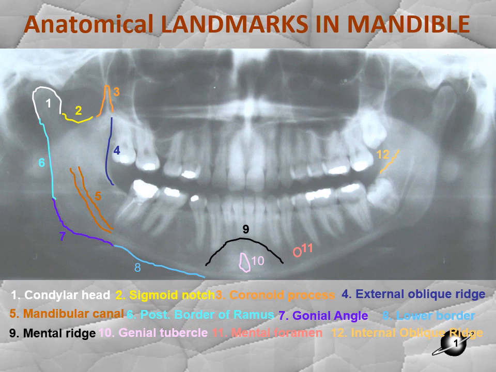Twelve, internal oblique ridge. Thirteen, lingula. And lingula usually is not well appreciated with most images. Fourteenth, hyoid bone. Usually hyoid bone is seen on the right hand side, left hand side, both sides, and even at the center, because these structures are seen at the center.